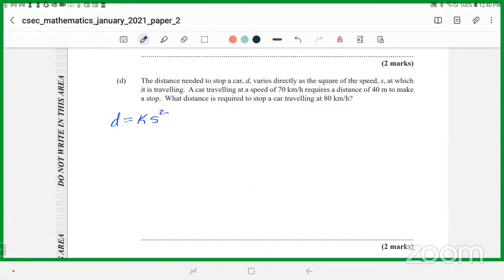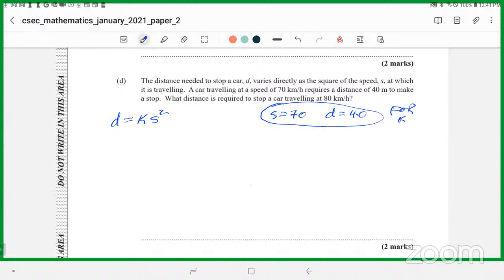That's the relationship. Then they're giving us some information to find the K now, but this time they're giving it to us in words. A lot of the times they put it in a table. It says, a car traveling at a speed of 70. So when the speed equals 70, it requires a distance of 40 meters to stop. D is equal to 40. This is information for K.